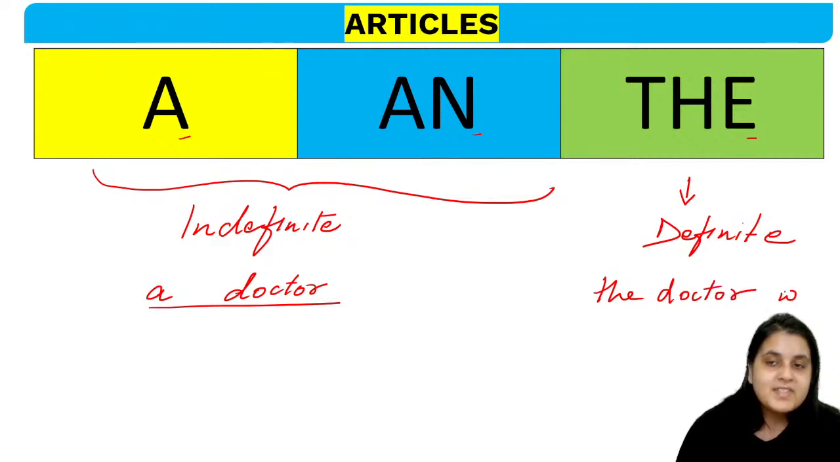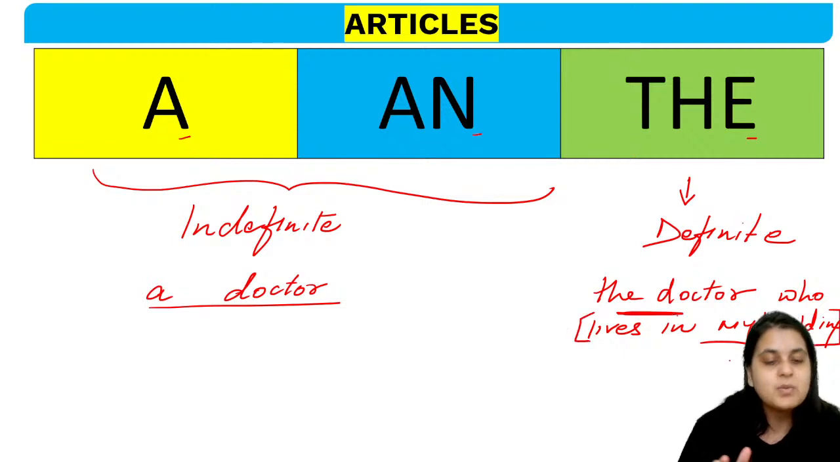who lives in my building, then can I say I'm being specific here? I'm referring to a specific doctor, the one who lives in my building. So then I will say, Shan, please go and visit the doctor who lives in my building. So this is the most simple way of breaking down and understanding a, an and the.